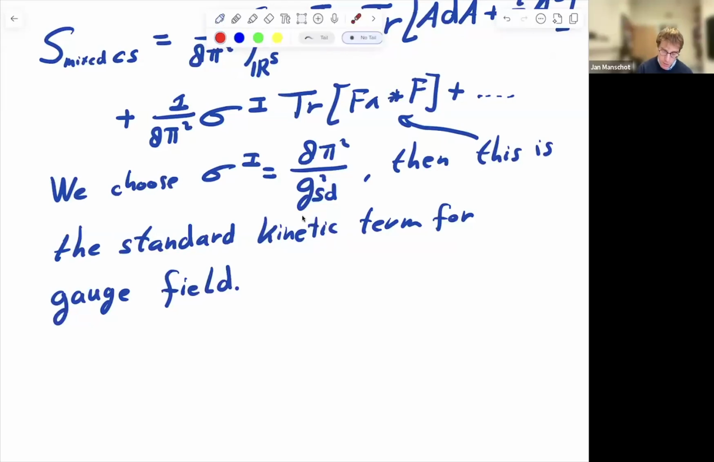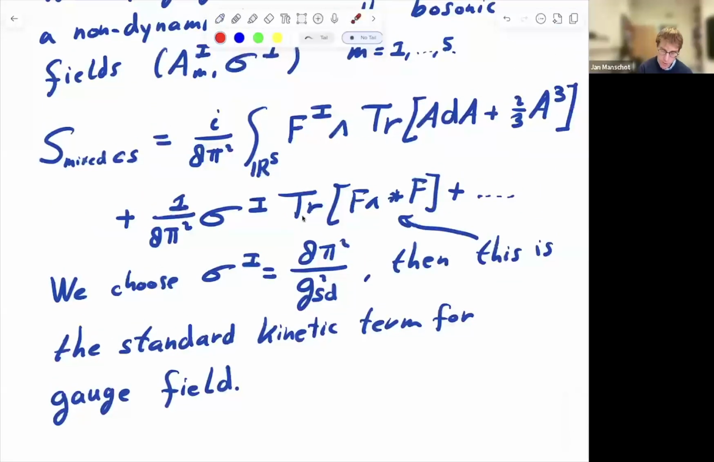Okay, so it's interesting that if we start with this mixed Chern-Simons term, then we can get the standard Lagrangian with the standard kinetic term for the field. So in that sense, we don't have to add the standard Lagrangian with the kinetic term in addition to this mixed Chern-Simons term, if we choose the coupling like this. I find it an interesting aspect. And also we see directly how phi couples to the dynamical field strength.